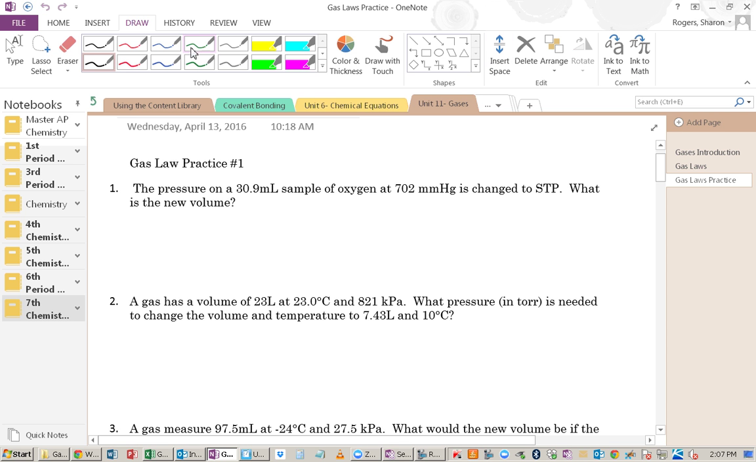So, we have volume and pressure changing here. So V1 times P1 is equal to V2 times P2, okay?